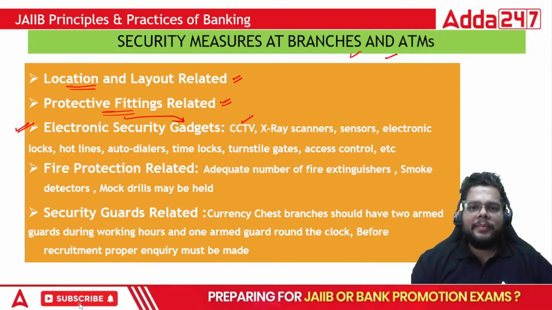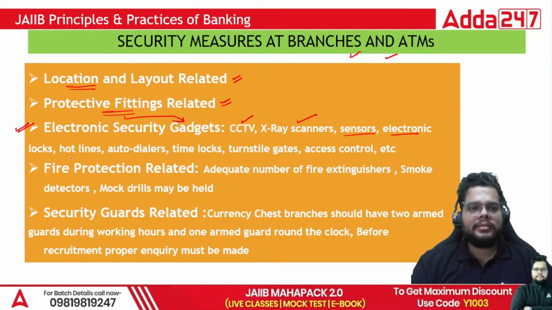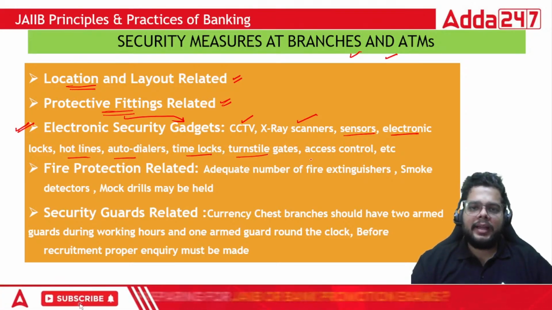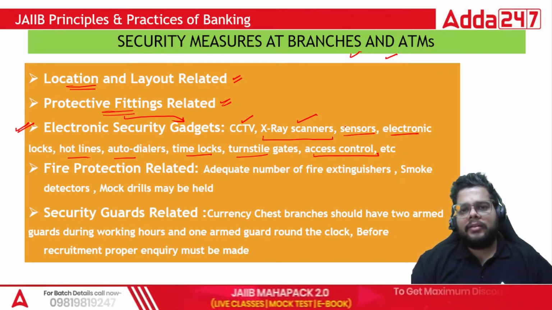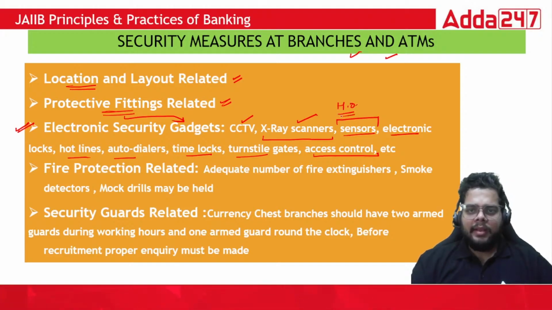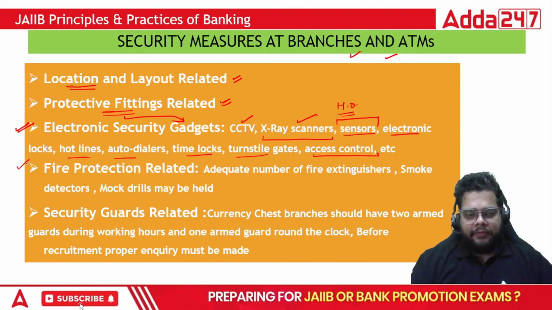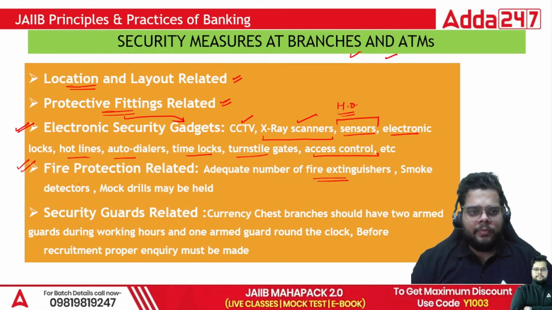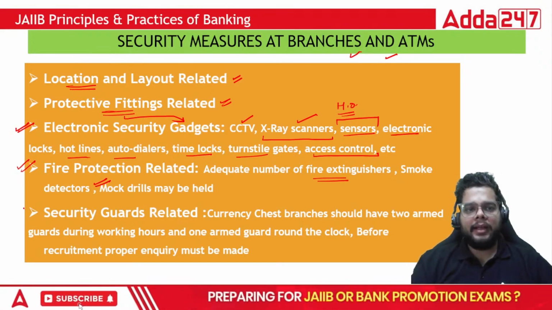So CCTV must be installed, X-ray scanners should be there, sensors, electronic locks, hotlines, auto dialers. Then you have the time locks, turnstile gates, and access control. The X-ray scanner or the sensor, mostly they are present in the local head offices, but yes, they are also electronic security gadgets. Then fire protection related: an adequate number of fire extinguishers must be there, smoke detectors must be there, and mock drills may be held regularly.